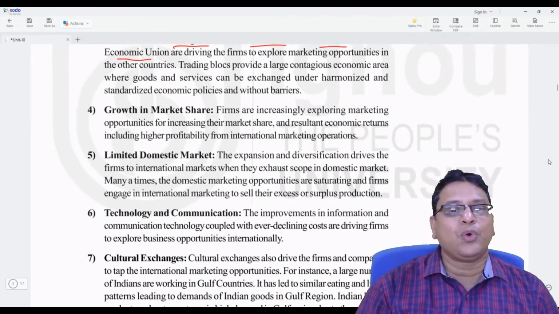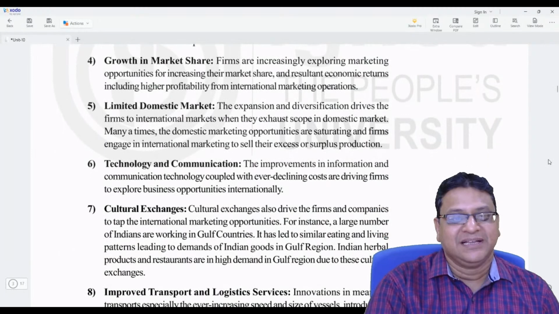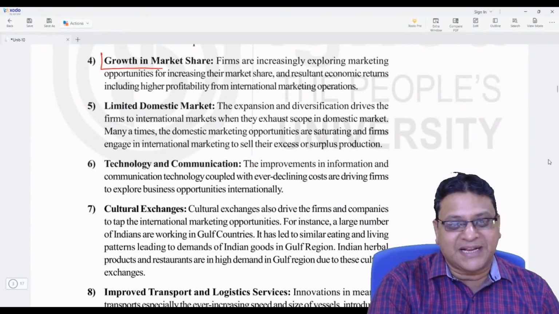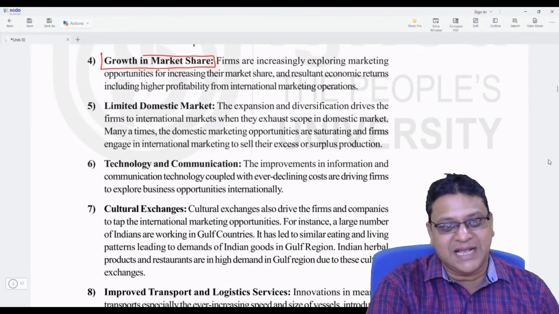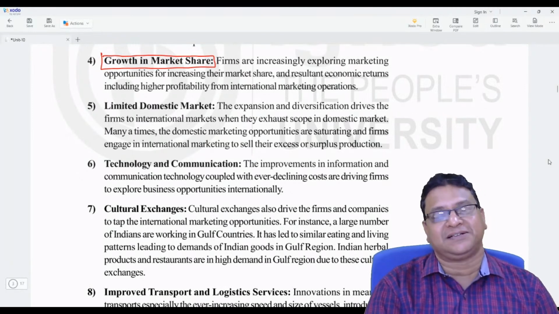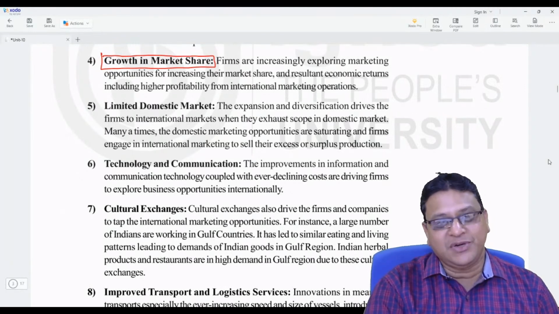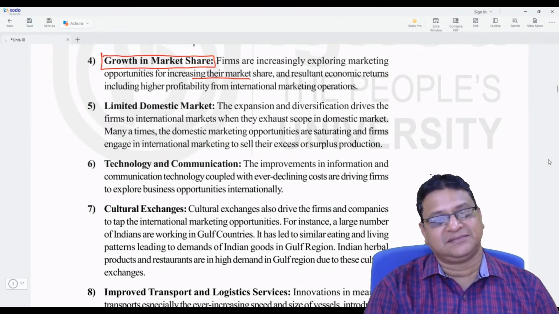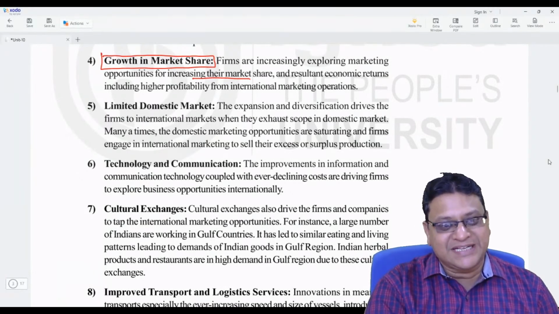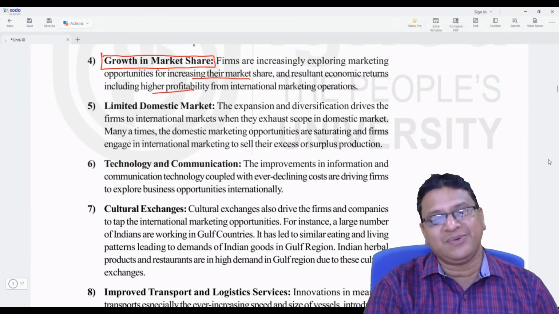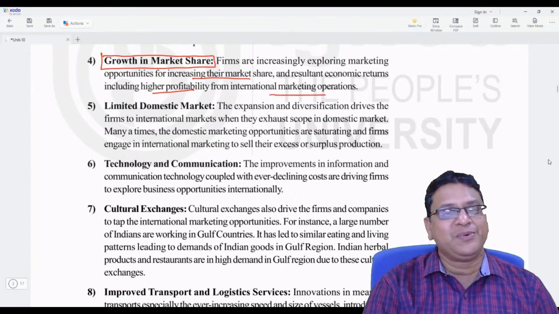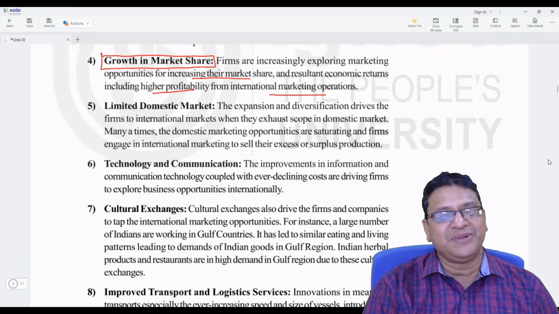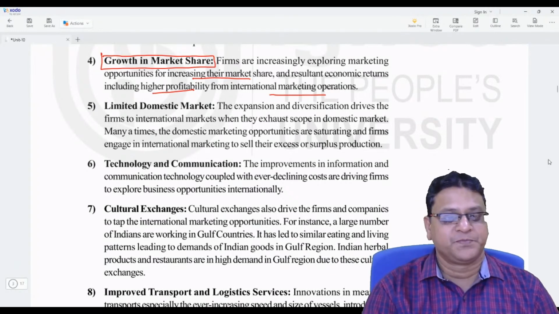Next, growth of market share. In order to increase the market share, MNCs are going to different markets. They want to increase their global presence. They want to increase their top line. They want to increase their bottom line. They want to increase their sales. They want to increase their profitability.